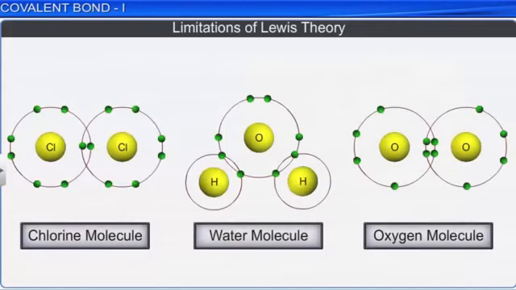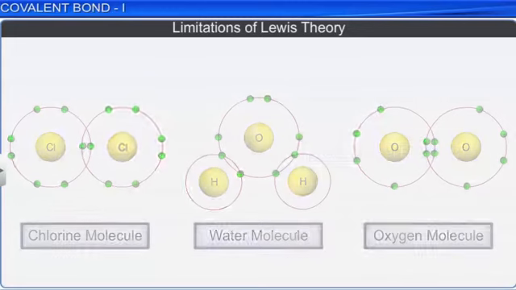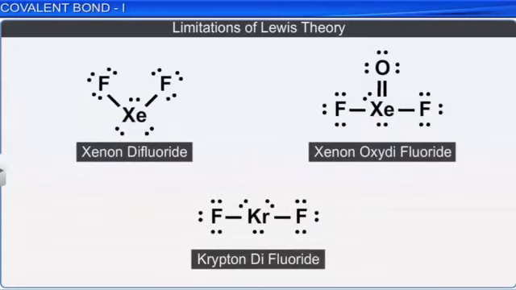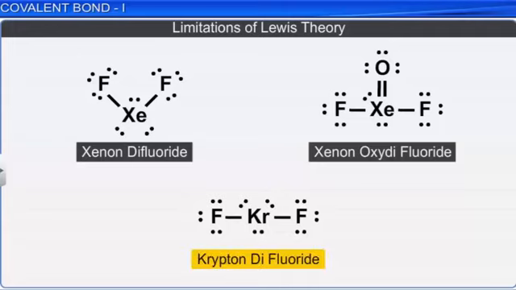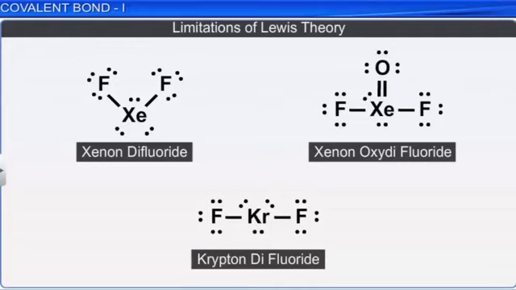We know that each atom gets stability due to octet in its valence shell. But some elements like krypton and xenon form compounds in spite of having an octet in the valence shell, such as xenon difluoride, xenon oxydifluoride, krypton difluoride, etc. The octet rule couldn't explain this anomaly.